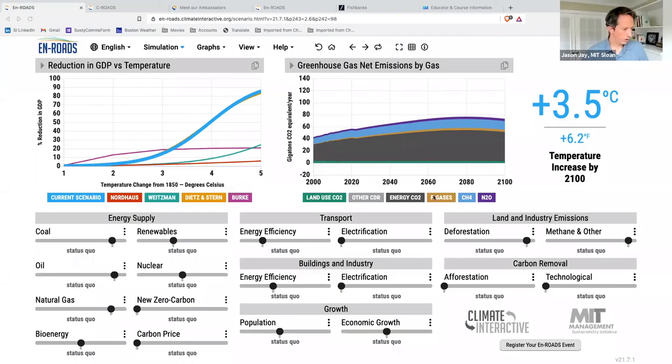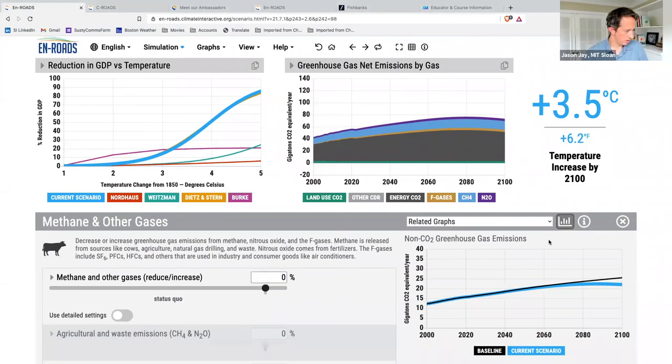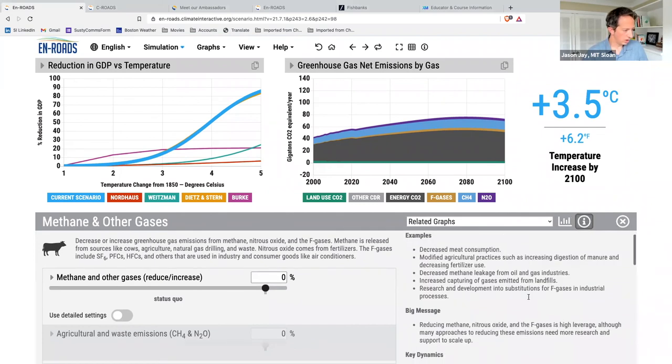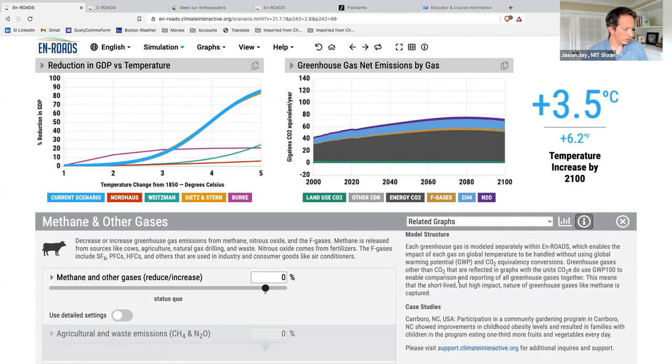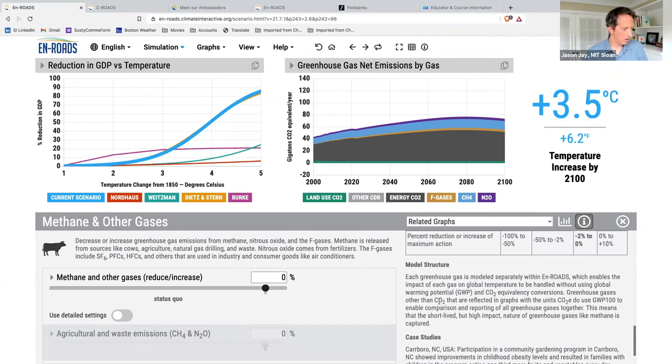Yes, I do. That's the project that I'm leading right now, to customize EnRoads for the investor audience. There's a couple things we're doing. We haven't added it yet, but we're going to be adding a piece: if you go into the detailed settings for any of these items and click this information button, you get a lot of documentation about what these things mean, what the key dynamics are, the equity considerations. There will be a header under all of this documentation that says investor considerations or investor actions. It will have examples of investor actions and case examples related to every one of the sliders.